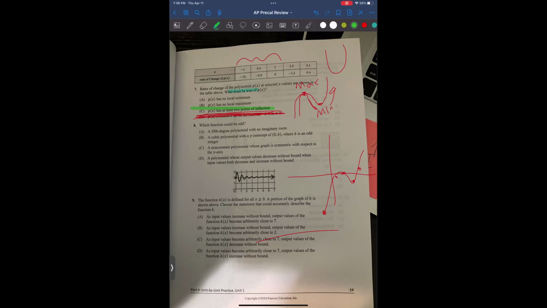So I'm going to say A, a 5th degree polynomial with no imaginary roots; B, a cubic polynomial with a y-intercept of (0, b), where b is an odd integer; C, a non-constant polynomial whose graph is symmetric with respect to the y-axis; and D, a polynomial whose output value decreases without bound when input values both decrease and increase without bound. So this one is a bit of a doozy, right?